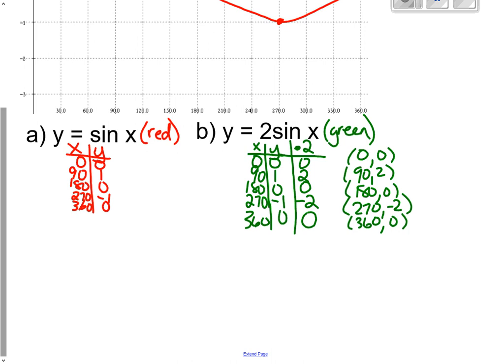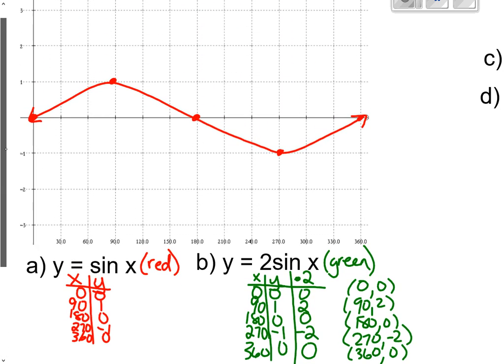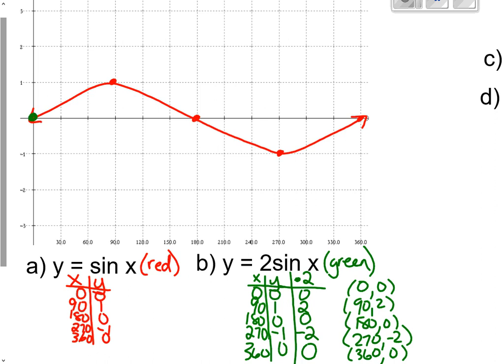And now if I go back to my graph, I'm going to graph 0, 0. So let me go here. So 0, 0. And then at 90, I'm going to be up at 2. And then at 180, I'm back at 0. 270, I'm at -2. And 360, I'm at 0. So notice, of course, we've changed our amplitude. So we've changed the height of the wave.